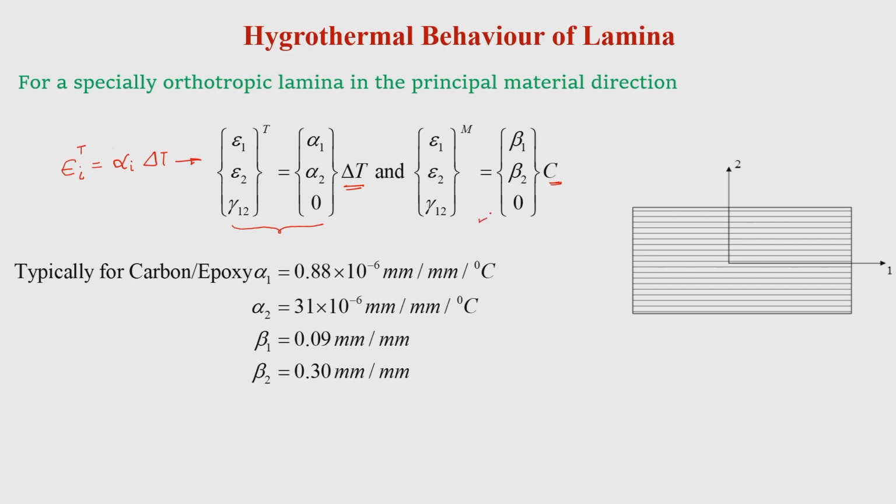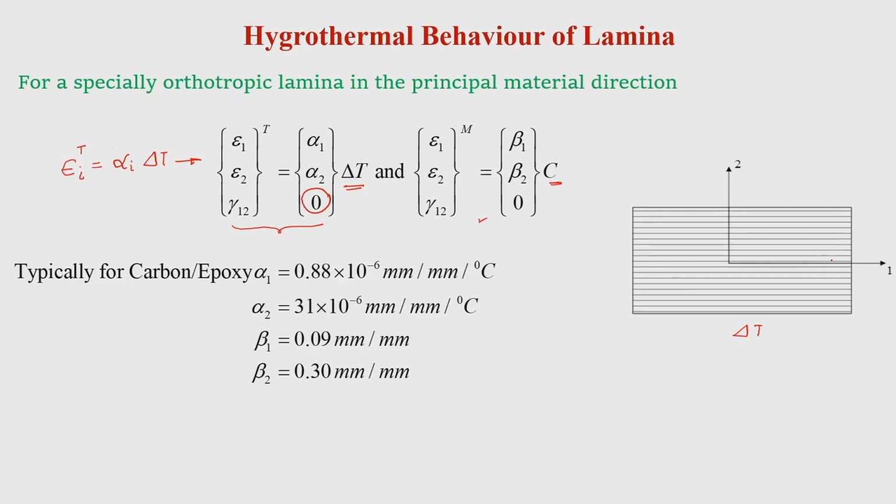Again, here also you note that because of delta T there is no shear strain, because in an orthotropic material in the material axis, if you apply delta T, it actually leads to normal strain in the 1 and 2 directions, and that does not lead to any shear strain in 1 2, because it is in the material axis. Just like the stress strain relationship in case of special orthotropic lamina, if you apply a normal stress, that leads to normal strain, no shear strain.